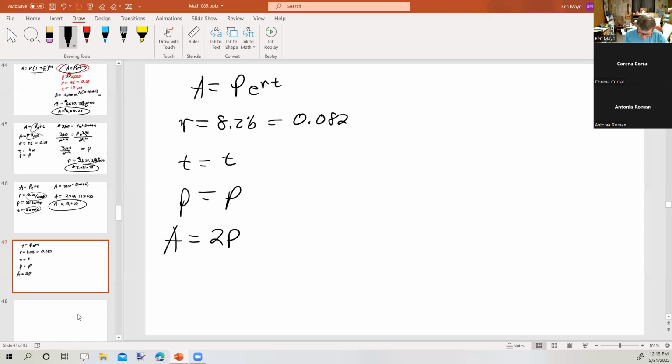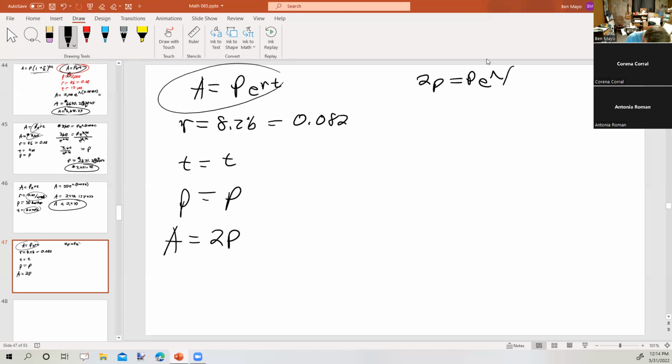Now, substituting that into this formula, we get the following. 2P equals P E to the 0.082 times T power. Or we could say 2P equals P times E to the 0.082 T power. With me so far?